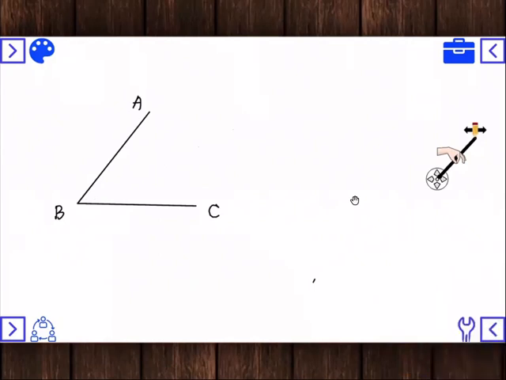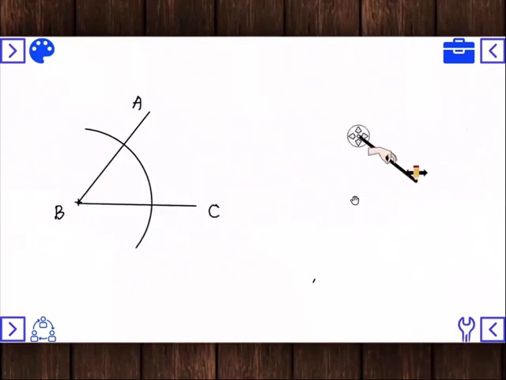Okay. First step, with B as a center and any suitable length as radius, draw an arc to cut BA at X and BC at Y. This first step is very similar to what we did in the first problem, right? Any suitable radius. I think this is suitable. So let's draw an arc. And we call, so like the arc cuts AB at X and BC at Y.